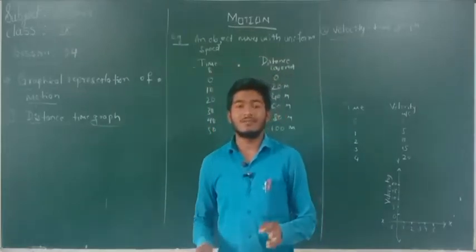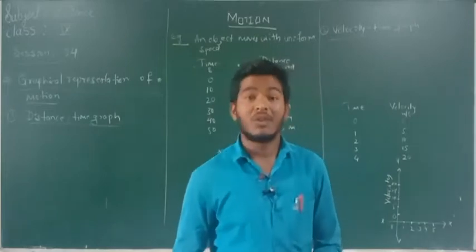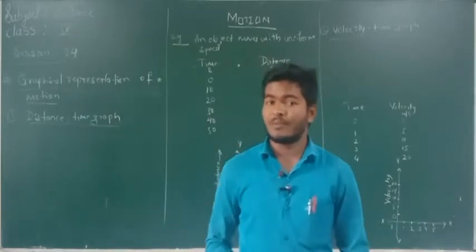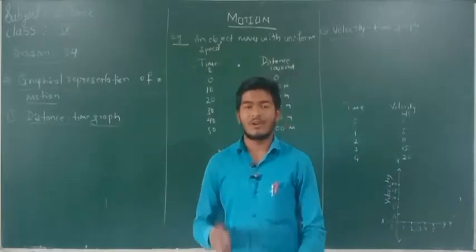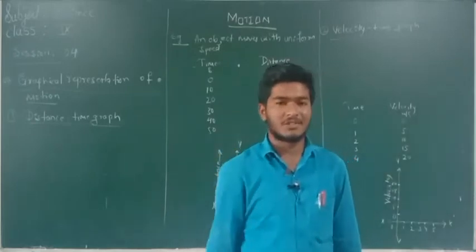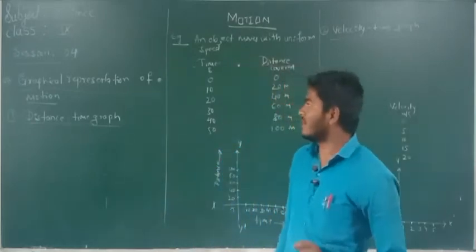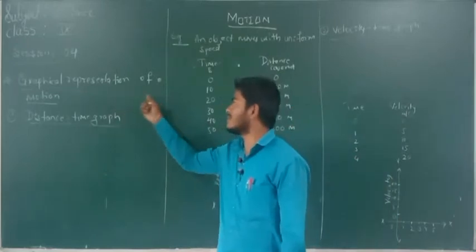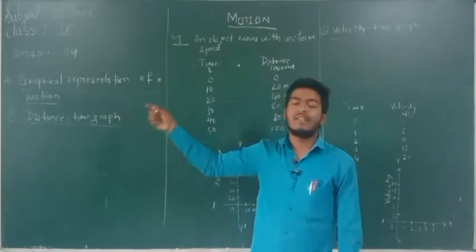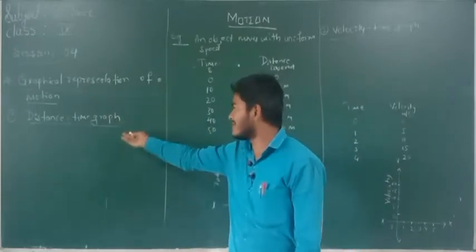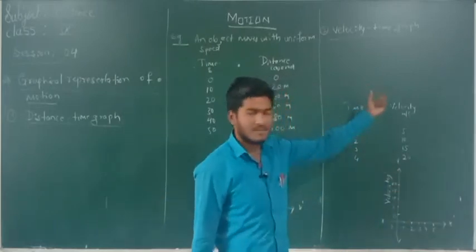In the last session, we discussed acceleration, uniform acceleration and non-uniform acceleration, and we also solved some problems on acceleration. In today's session, we are going to study the graphical representation of motion. In this chapter, we are going to study the distance time graph and also the velocity time graph.